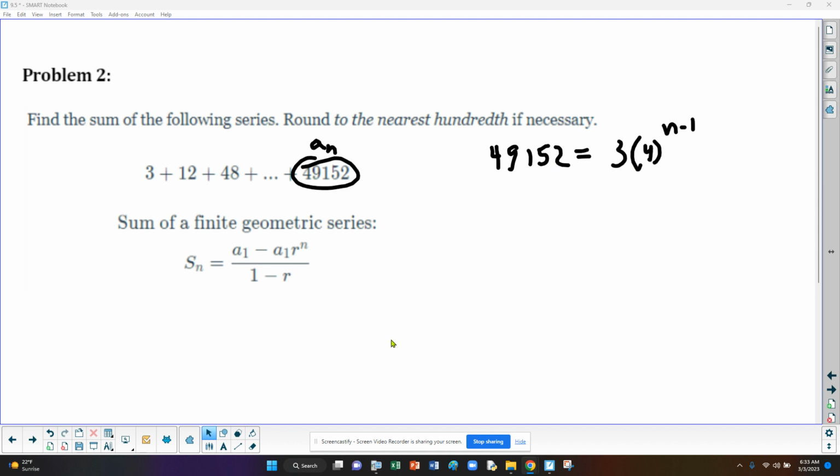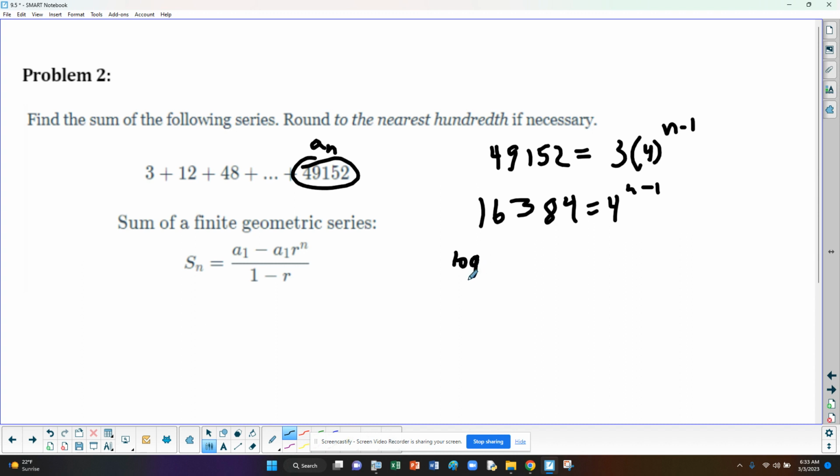So we're going to divide by 3 first. So that's going to give us then our 49,152 divided by 3, which will be 16,384 equals 4 to the n minus 1 power. Now here we got the n minus 1 up in our exponent, so we have to get that n minus 1 out of the exponent. Well, the only way to do that is to log both sides.